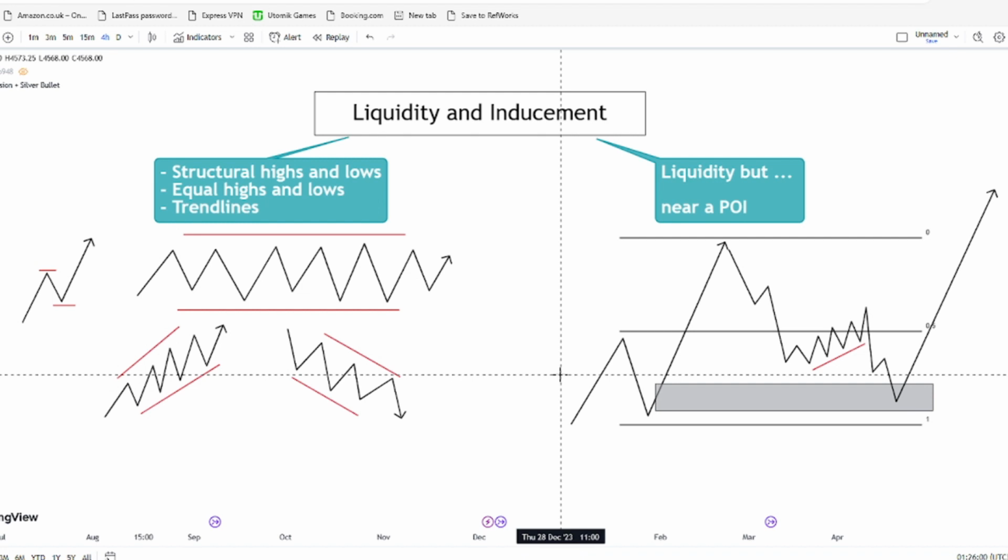We identify our POIs using our 3 rules. If you haven't checked that video out, I highly recommend you go and check out the order block video. And what we do is we use these 3 forms of liquidity in and around our POIs to then pick our high probability POI. So if you have a POI without inducement, maybe don't trade that one.